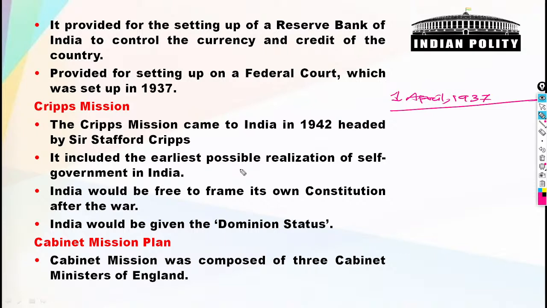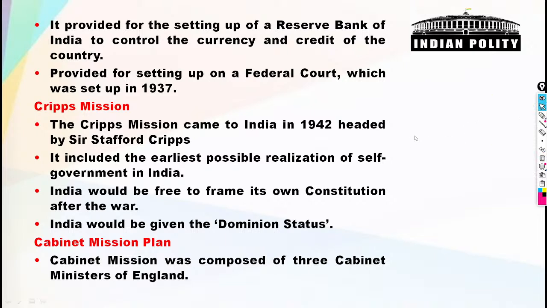Then the Cripps mission is not there because it's a wartime suggestion, and it promised dominion status, but it was criticized by various Indian leaders, including Jawaharlal Nehru and Mahatma Gandhi, who termed it a post-dated cheque. But our concern is what came after 1935, which is the Cabinet Mission.